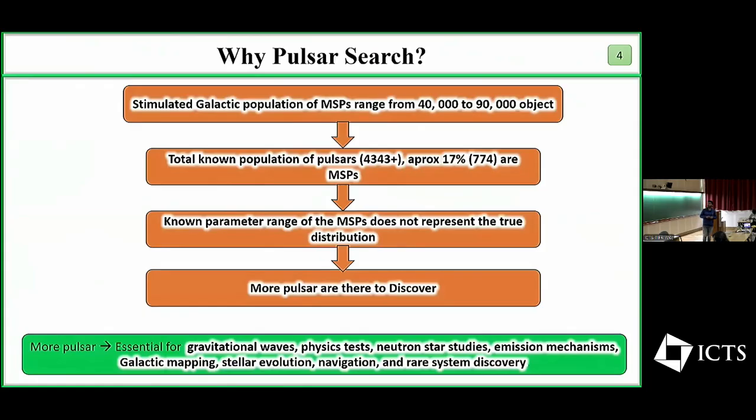Simulated galactic population studies show that there are 40,000 to 90,000 MSPs, but as we know now, out of the total known pulsar population, only 17% are MSPs. So this doesn't represent the true distribution of MSPs. That's why we are hunting for more pulsars.